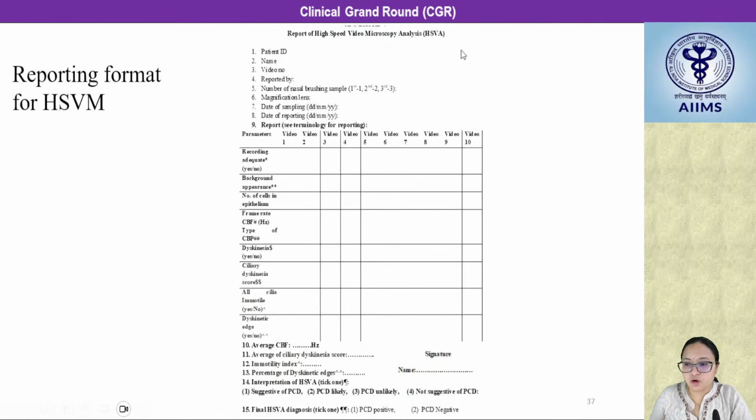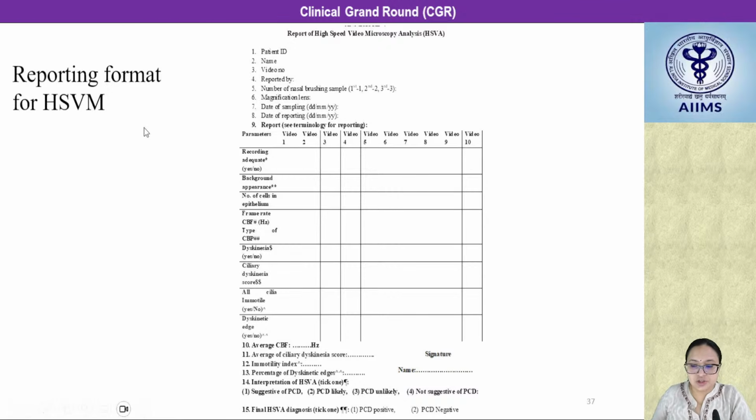So this is the reporting format that we employ for HSVM here at AIIMS. We see if the recording was adequate. Then we also look at the background. Then we count the number of cells in the epithelium. One edge has to have at least 5 cells in a row to call it an adequate edge. Then we report the frame rate, which would be displayed on the screen, and then we count the ciliary beat frequency. Then we also report the ciliary beat pattern, and then we see whether dyskinesia was seen or not. And then we give the dyskinesia score.